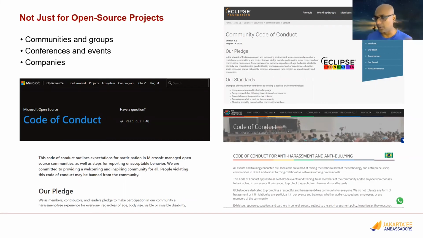In fact, I have a policy myself that I don't participate in a conference unless it does have a code of conduct in it. And believe it or not, it's also applicable to companies. I'll explain to you why that is.